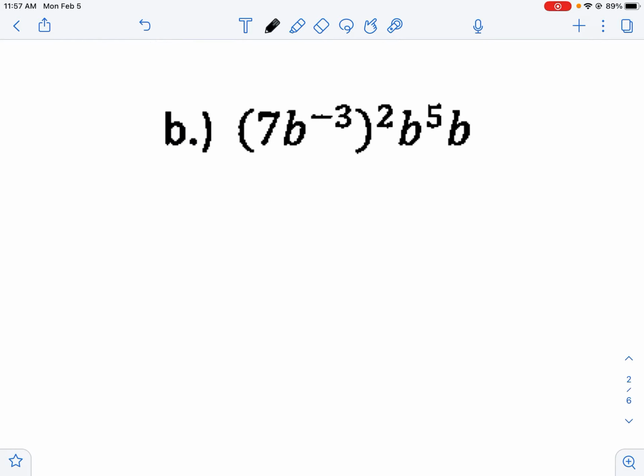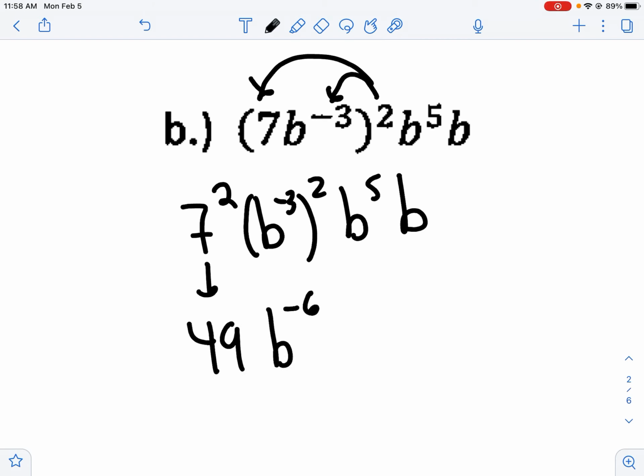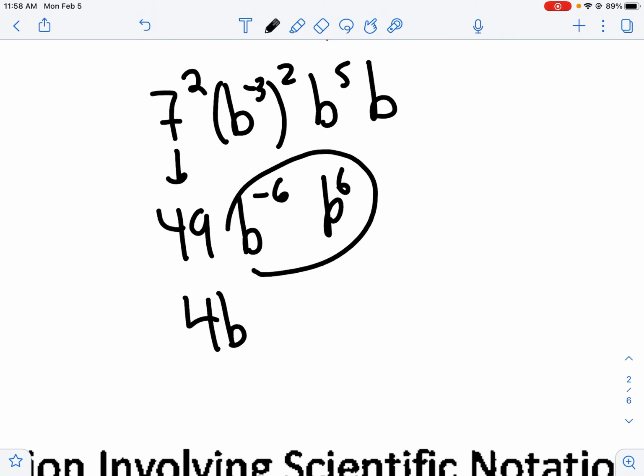Everything over here is being squared. So you're going to get 7 squared, b to the negative 3 squared, and you have b to the 5th, and then you have b. So this 7 squared is 49. This is going to be b to the negative 6th. And this right here would become b to the 6th. Do you see that? Oh, and then we could add the exponents. So you get 49, and that becomes b to the 0.